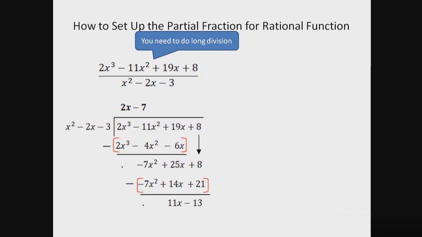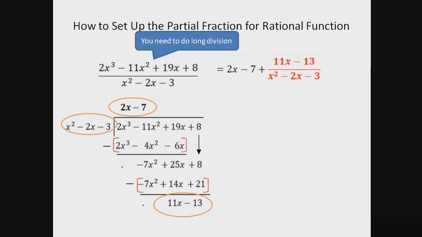Now we have a mixed rational function for this part. Then we get 2x minus 7 plus the remainder of (11x minus 13) over (x squared minus 2x minus 3). So you notice that we have 2x minus 7. We ignore that part because later on we can easily integrate it. So we just focus on the part where there is a proper rational function, because at this part is where we refer to the partial fraction table.